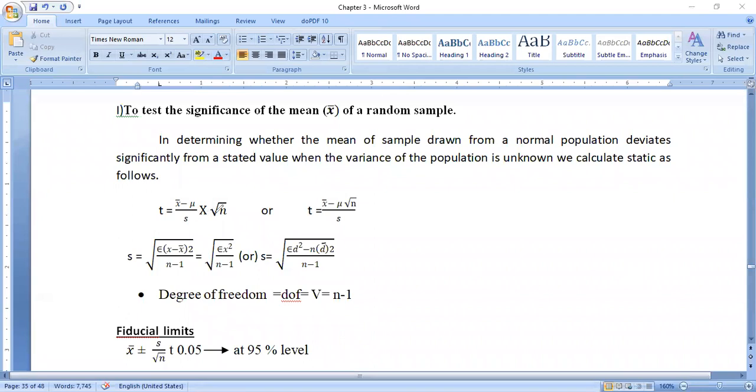by s into under root n, or T is equal to (x bar minus mu) into under root n by s. The x bar value and mu value will be there in the given question, and the n value is also available, but the s value is not given in the question. To obtain this s value, s is equal to under root sigma (x minus x bar) whole square by n minus 1, this is a square. Or s is equal to under root sigma x square by n minus 1, or s is equal to under root sigma d square minus n d bar whole square by n.